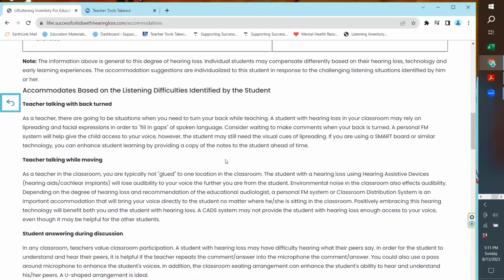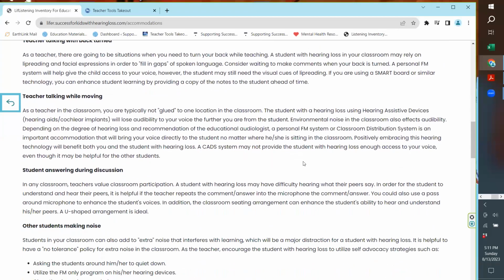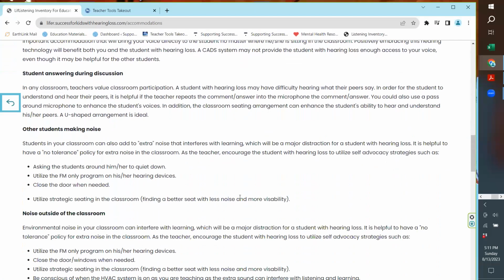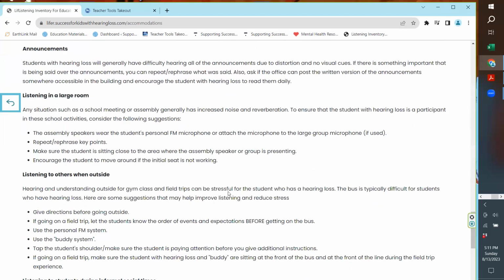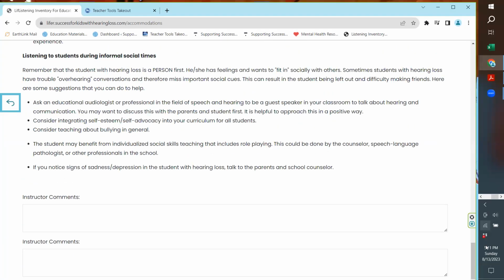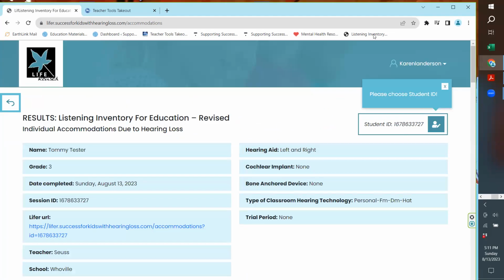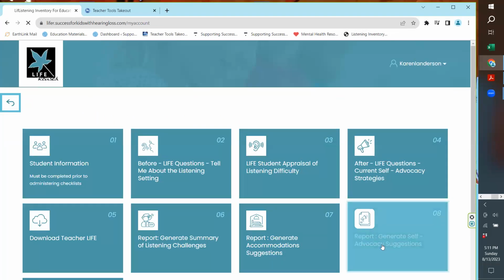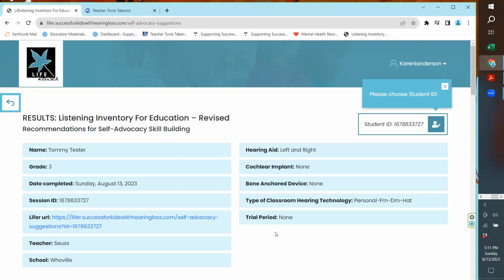So you could include some of these in the reports, or clip one and send reminders via email, that sort of thing. And again, you can go ahead and send it to yourself by email or print the page only. Let's look at our final report, and that is the self-advocacy suggestions.